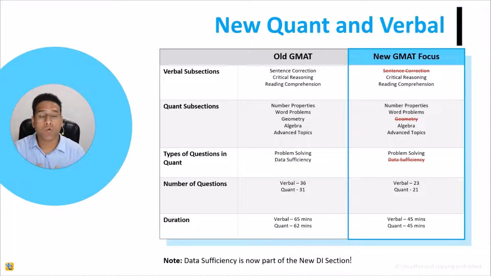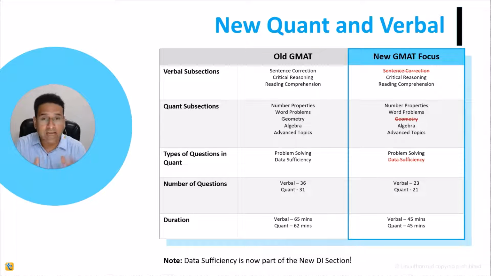Moving on, even the quantitative and verbal reasoning sections have undergone significant changes. For instance, in verbal, we no longer are tested on sentence correction. The exam concentrates on comprehension and critical thinking skills. On the quant side of things, we see that geometry is no longer tested. We just have arithmetic and algebra.